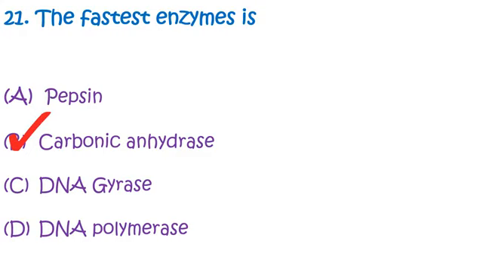normally converts the carbon dioxide and water into carbonic acid, protons, and bicarbonate ions. It catalyzes the reversible reaction between carbon dioxide and water to form the carbonic acid. It also has another function, that is the formation of hydrochloric acid by the stomach.